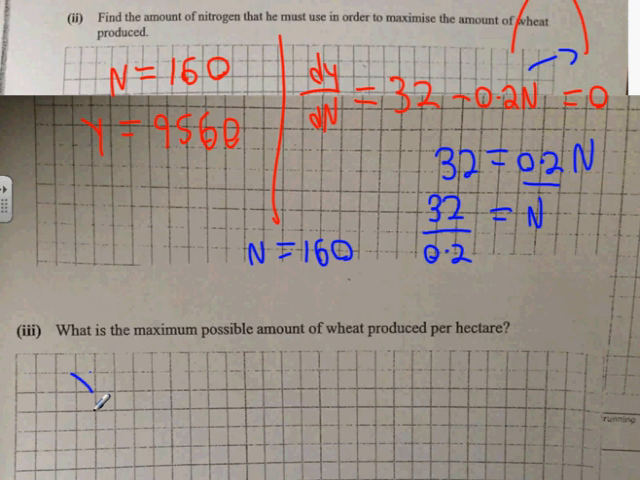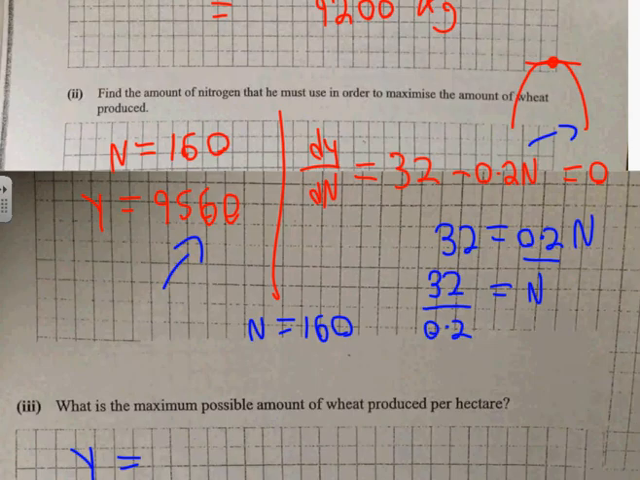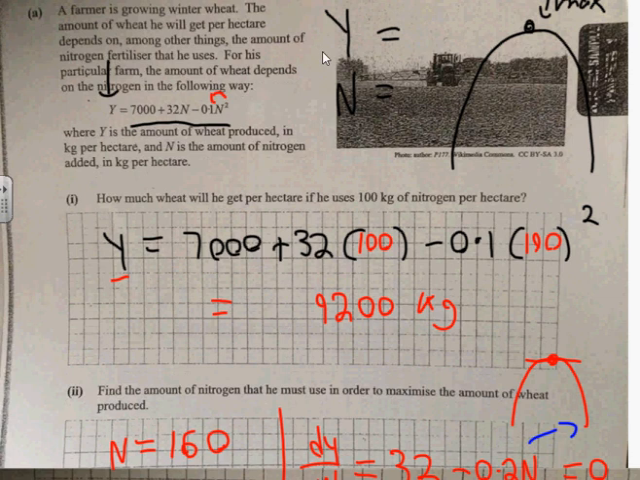Now, what is the maximum amount of wheat produced? Well, you know that the answer is going to be 9,560. We've got to show where we got that number from. How do you show where you got that number from? What equation gives you the y value? What equation gives you the y value? We can see it here, can't we? It's this equation here, okay?